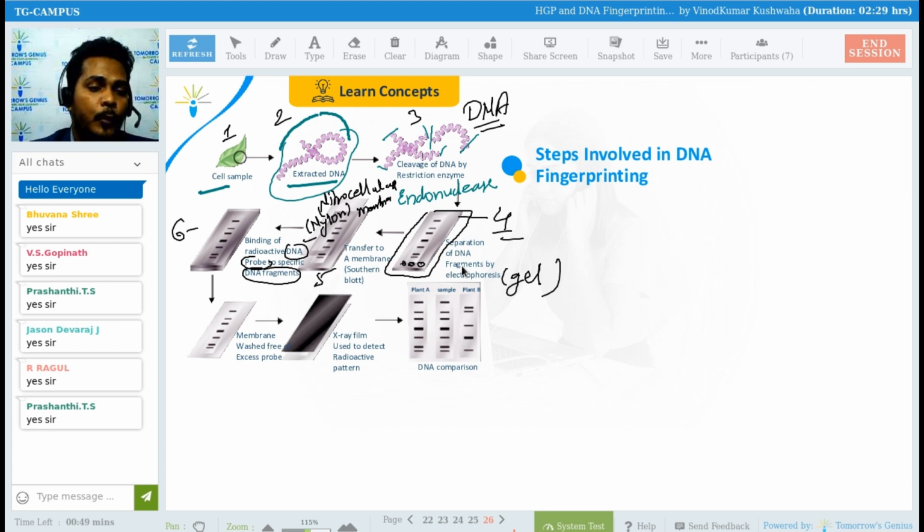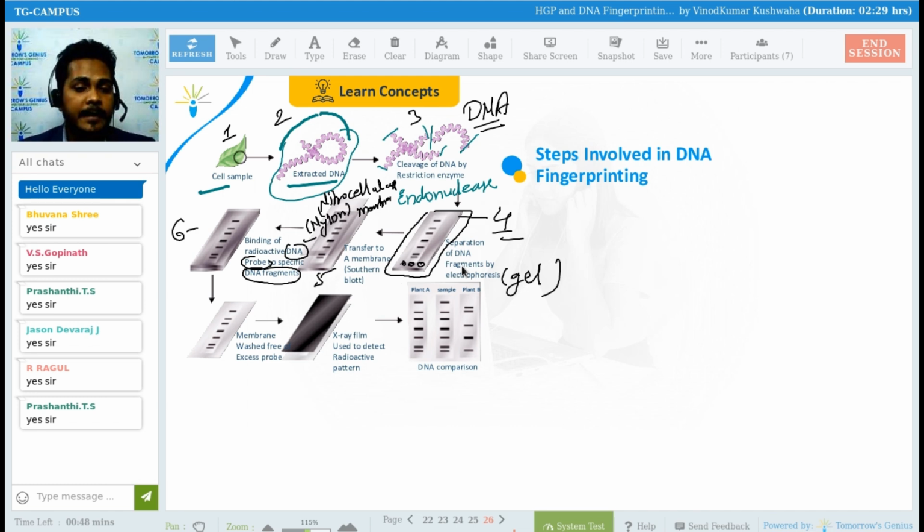And after loading the probe, what is the next? The fragment of particular size having VNTRs is multiplied with PCR, that is the polymerase chain reaction technique, and they are treated with alkaline chemicals to split them into single stranded DNA. Initially it was double stranded, but it is going to be separated and becomes single stranded DNA.